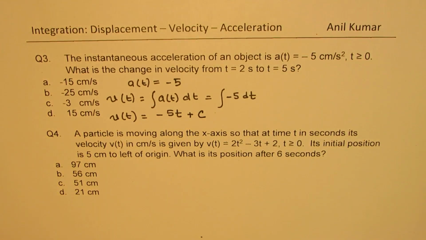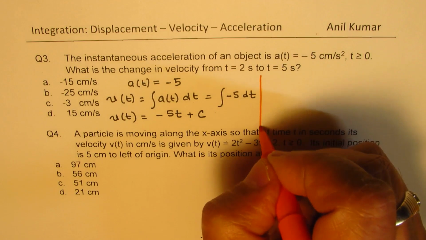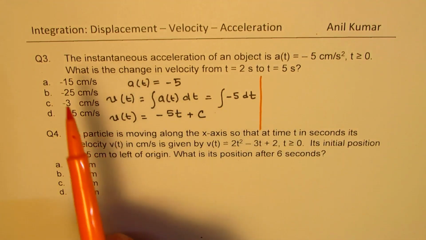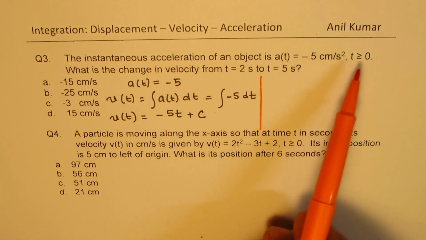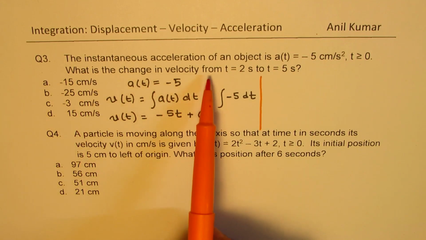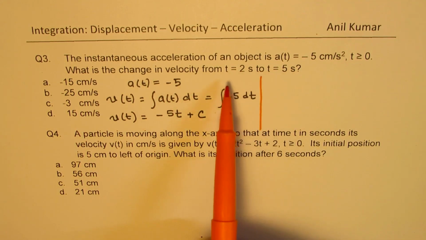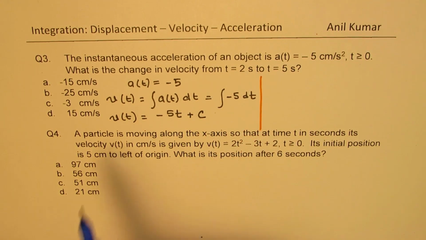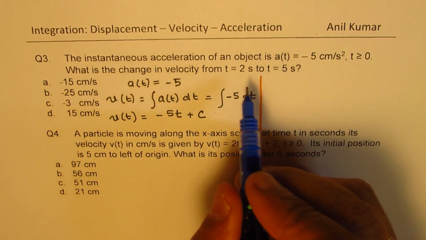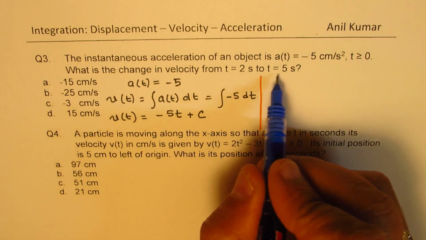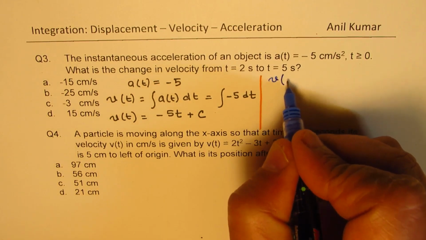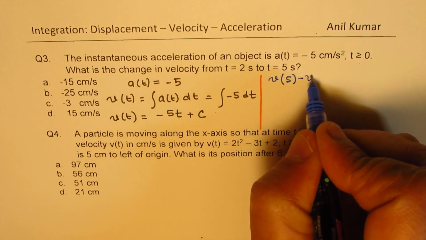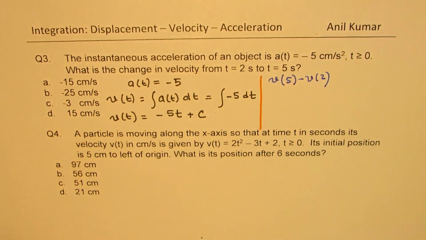Now constant c we can find from the given position. So it says the instantaneous acceleration is this much. What is the change in velocity at these two times? So when they want change in velocity, we don't need to find c, right? And even otherwise you can't. Okay, so now let's find the change in velocity from t2 to t5. That means v5 minus v2 is what we're looking for, correct?